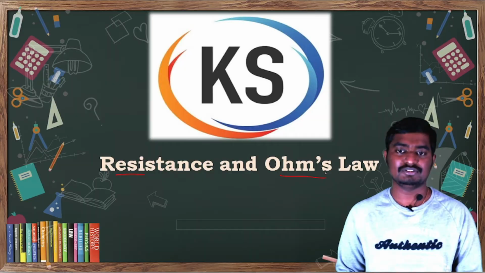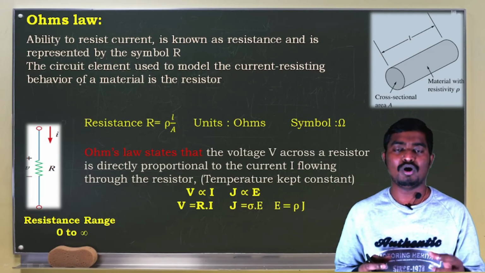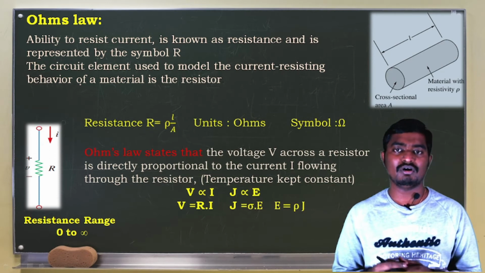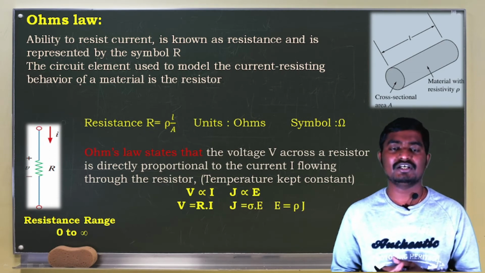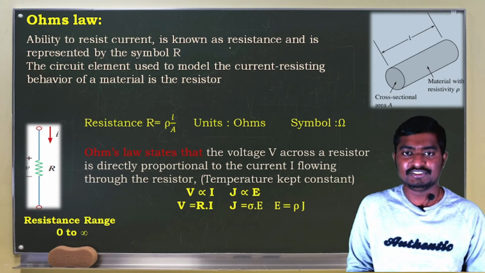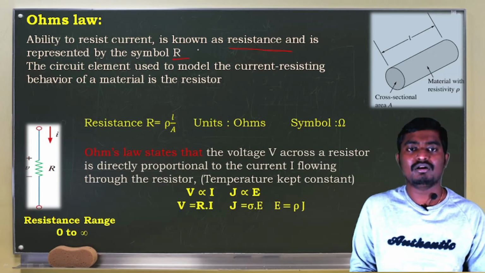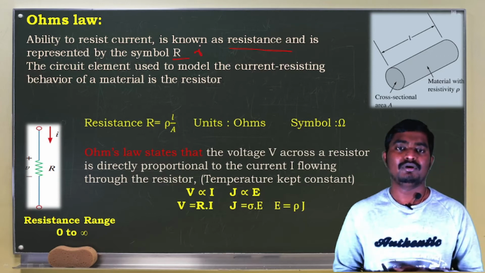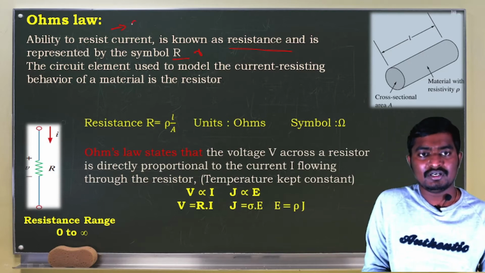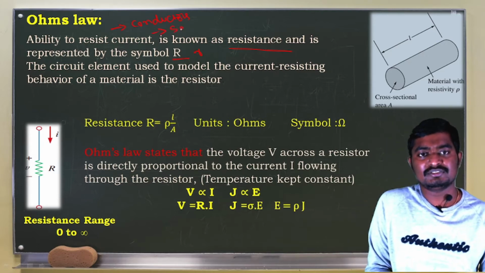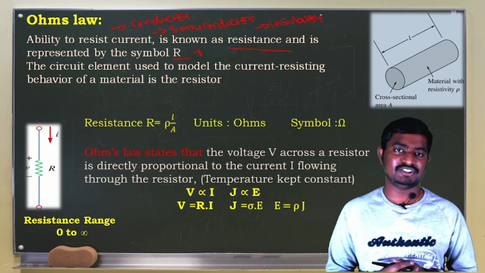Let's start the session. In general, materials have the property to oppose the flow of charge or flow of current. This ability to oppose or resist the current is known as resistance, and it is represented by the symbol capital R. It may be a small r. Materials are classified into three categories: conductors, semiconductors, and insulators, based on the values of resistances.